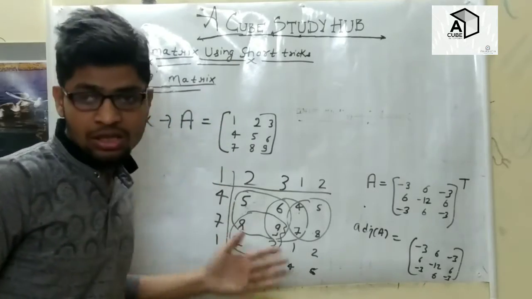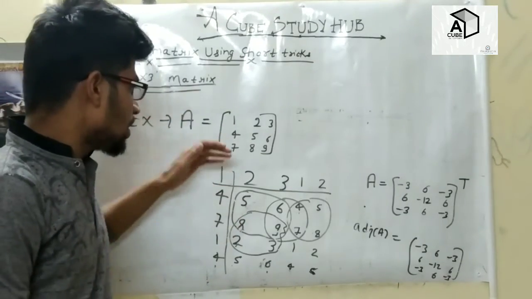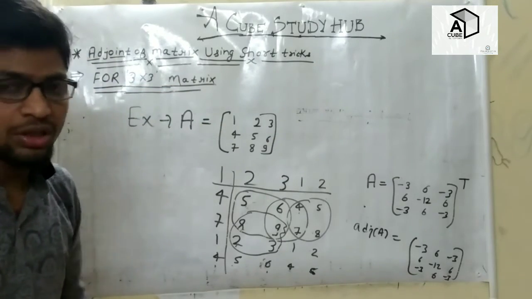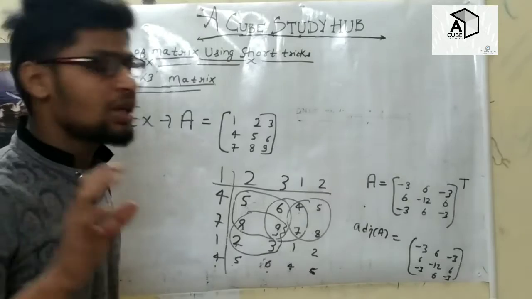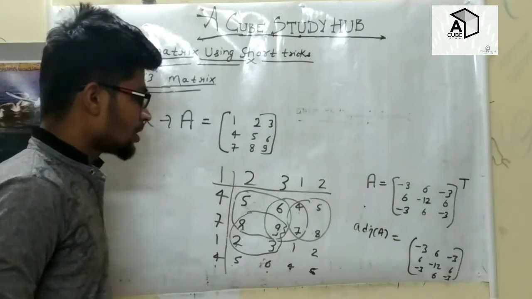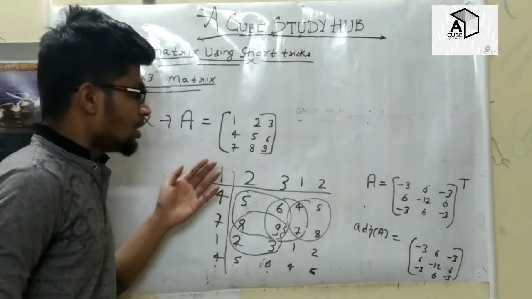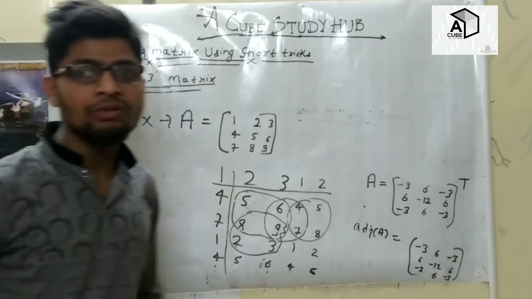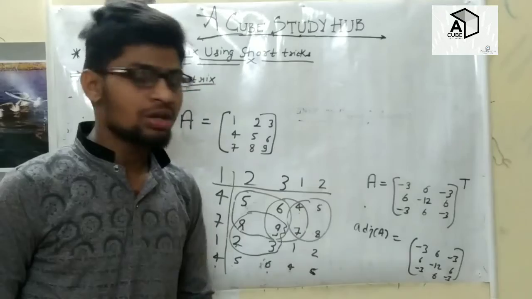So this is a shortcut trick for finding the adjoint of a 3 cross 3 matrix. I hope you will understand this concept very well. If you practice vigorously on these concepts, you will become a master of them.